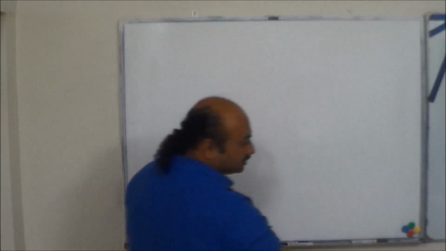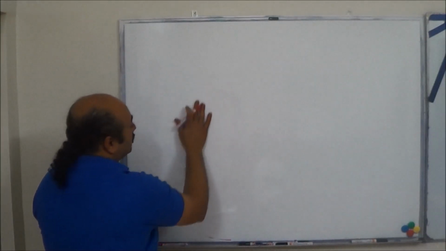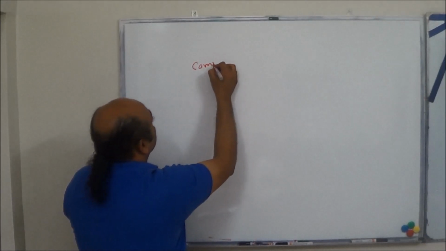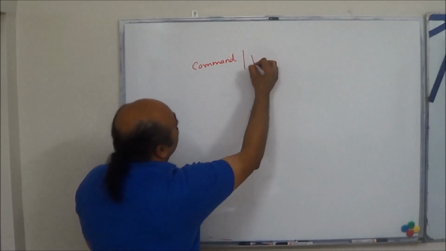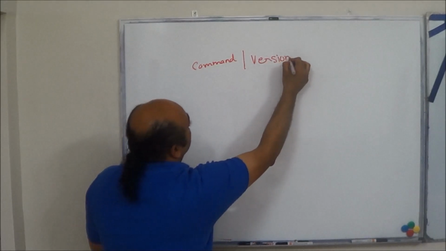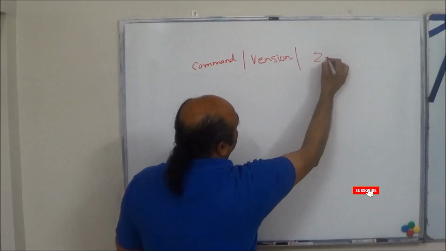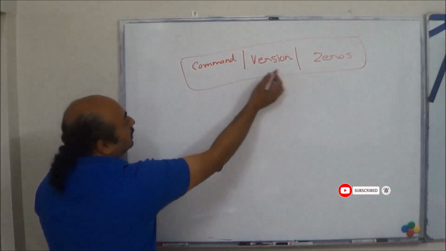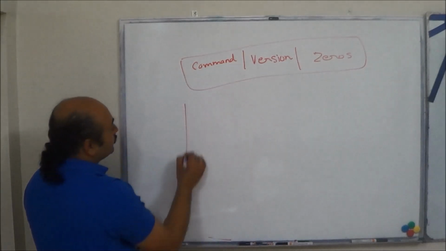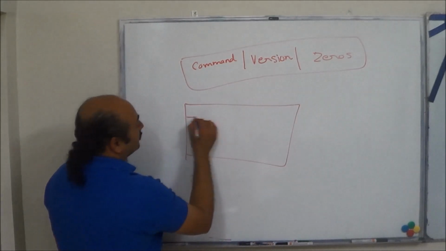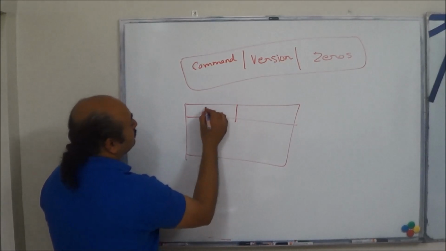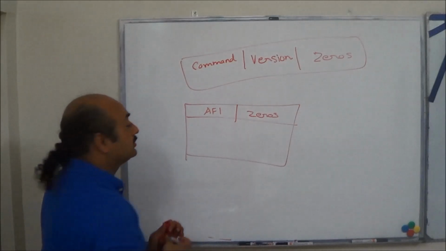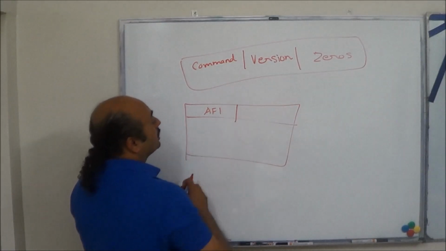So one more field is remaining in this packet. I am not going to draw the header. Okay, this command and version and zeros, 8 and 16. Then comes your AFI, and this was zeros, right? Now this gets converted into route tag.